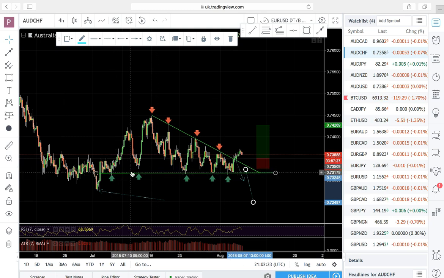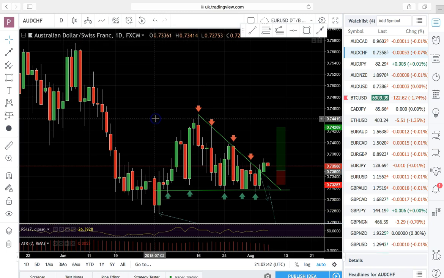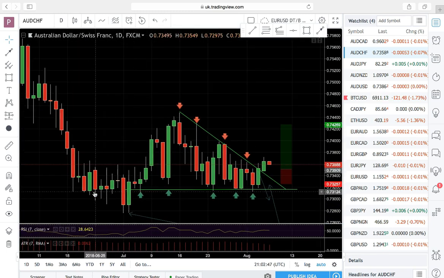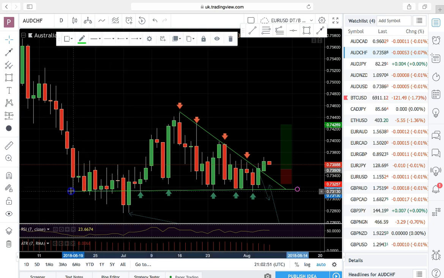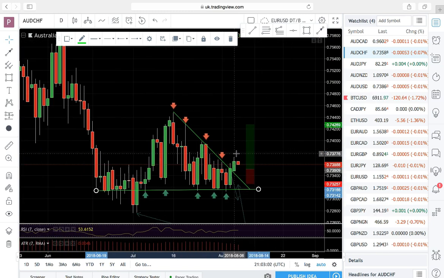As you can see, a test here, test here, test here, test here, test here. This is a very strong structure level. If you go up to the daily, you can see clearly that this has been tested multiple times on the daily chart. Even if you go back further, let's just draw this back further. You can see the way the market respected this level. Even though you have a false break here, it came back, kept on respecting it. So clearly something is happening here that is significant.